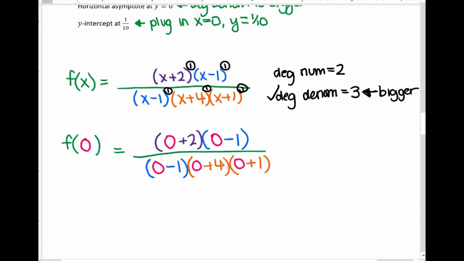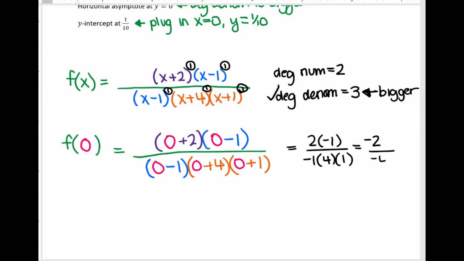Let's go ahead and try to simplify and do the arithmetic. Up top, we would have 2 times -1, which gets us -2 up top. In the bottom, we would have -1 times 4 times 1, because the zeros don't do anything for us, which gets us -4. When we reduce, that gets us a positive 1/2. That's not the 1/10 that we want to get to. So we have 1/2. We need 1/10.